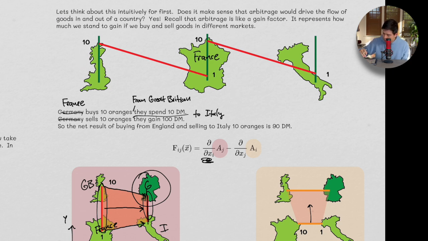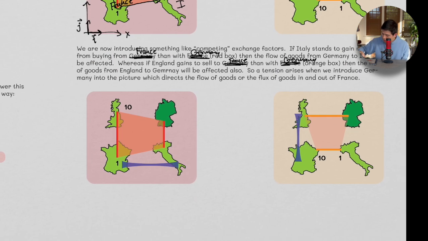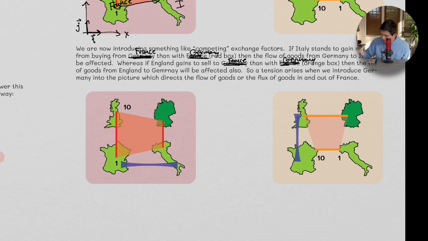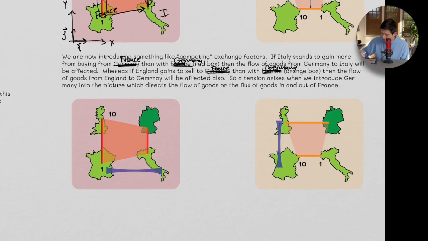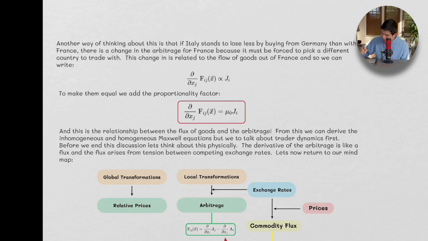That tension I'm illustrating with these blue bars. Okay, and so another way of thinking about this is that if Italy stands to lose less by buying from Germany than with France, there's a change in the arbitrage for France, because it must be forced to pick a different country to trade with.